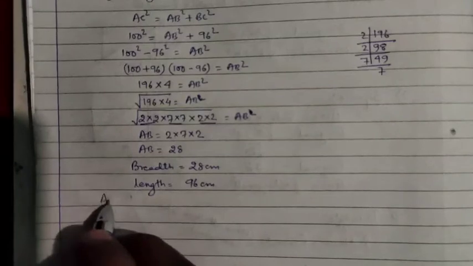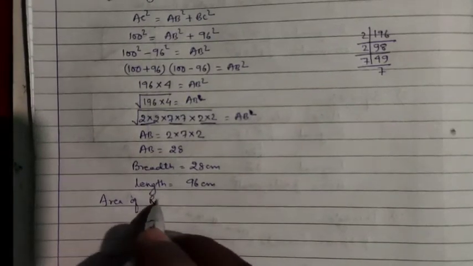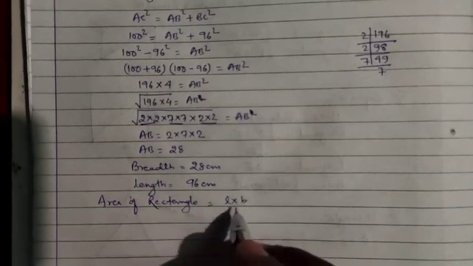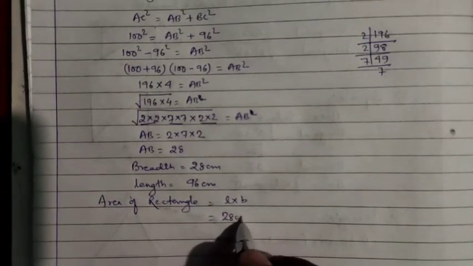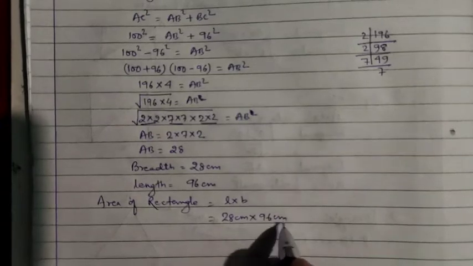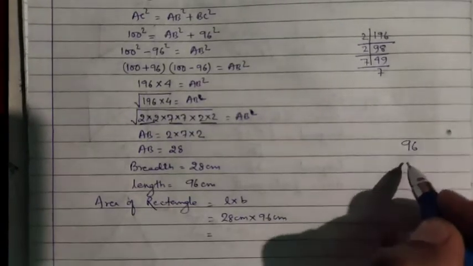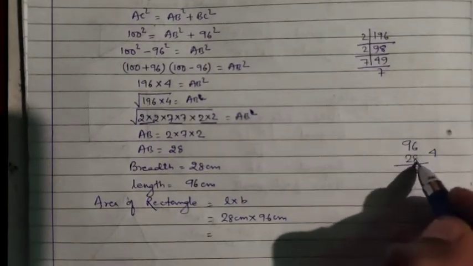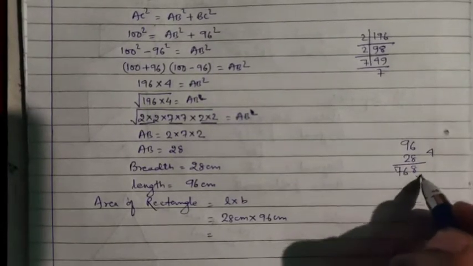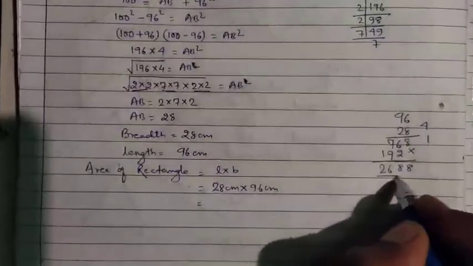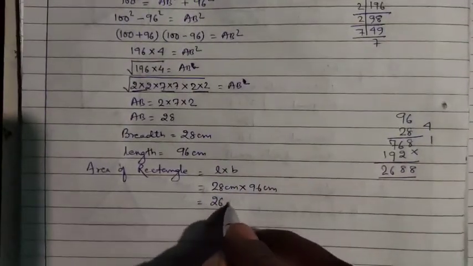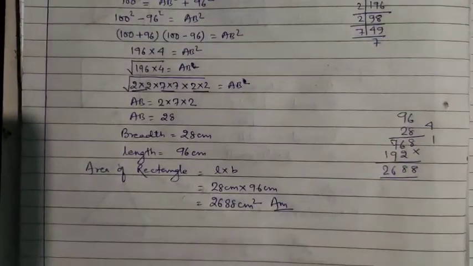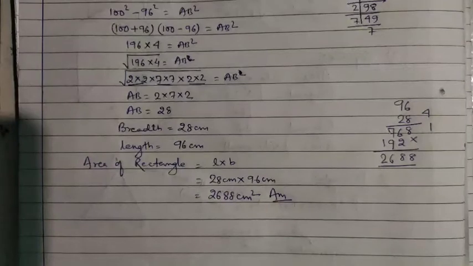Now area of rectangle is equal to length into breadth, that is 28 centimeter into 96 centimeter. We will calculate it here. 96 into 28: 8 6s are 48, 4 8s are 32, plus 4 is 36, 2 6s are 12. It will be 2688. It means 2688 centimeter square will be our answer. This will be the area of the rectangle.